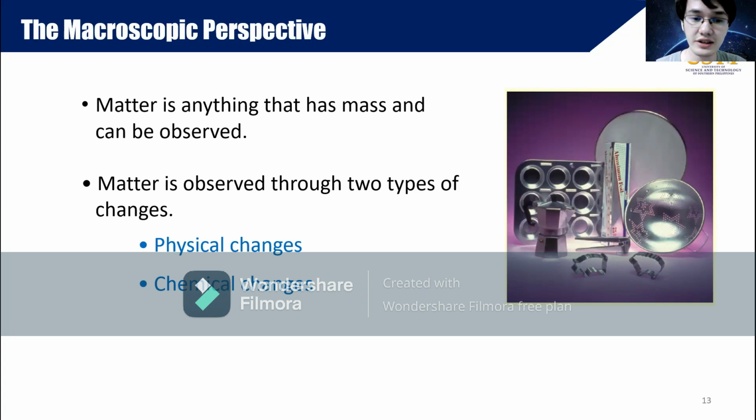Ang chemical changes, it refers to a change that differs the entity of a substance. For example, if sunugon nimo ang paper, it becomes ash and carbon dioxide. So nag-change ang entity sa paper. It has become carbon dioxide and ash.